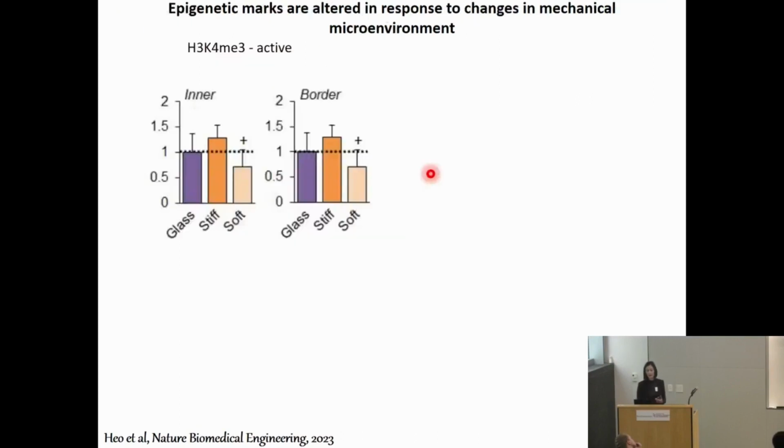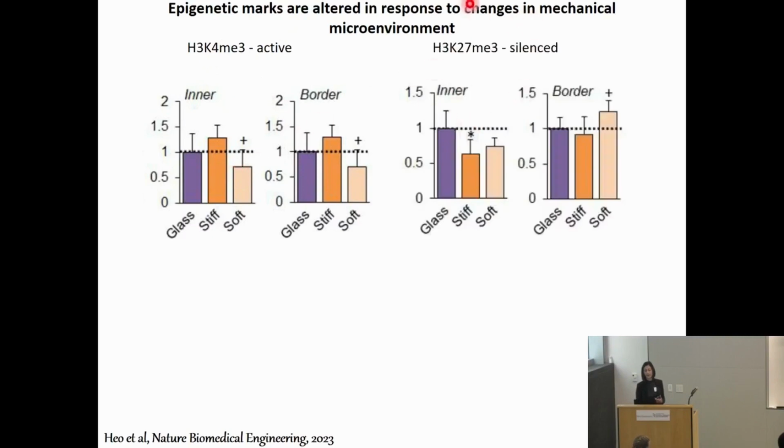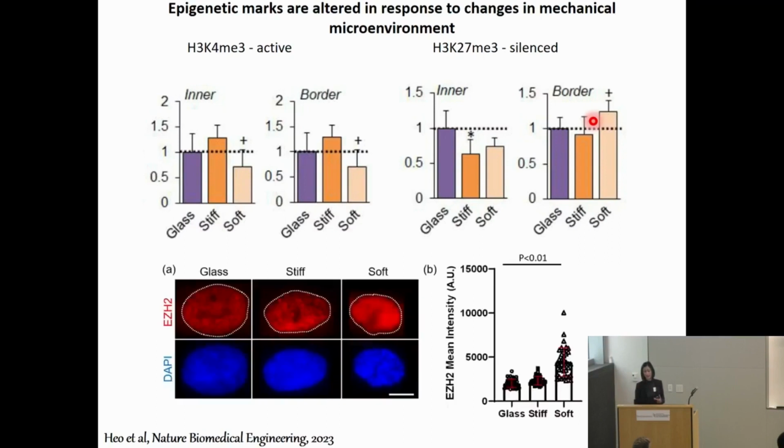And in accordance with that, epigenetic marks also change. So active marks go down on soft substrate, as we would expect, and silencing marks, in particular H3K27Me3, go up, particularly at the nuclear border on soft substrates. And if you look at EZH2, so this is the enzyme that deposits H3K27Me3, the amount of EZH2 also goes up on soft substrates in accordance with increased amount of H3K27Me3.